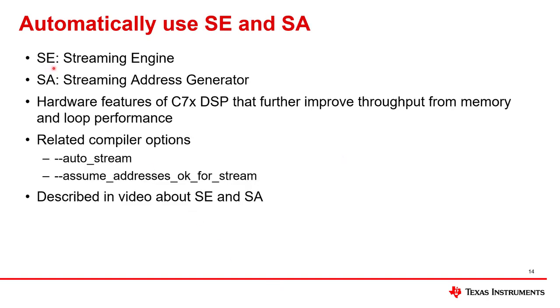The acronym SE stands for Streaming Engine, and SA stands for the Streaming Address Generator. These are hardware features of the C7000 DSP that further improve throughput from memory and loop performance. And there are some compiler options that are related to them and how the compiler will automatically use the SE and the SA. All of this is sufficiently complicated, and you need to have an understanding of the SE and SA and so on, that it makes more sense to describe these options in the video about the SE and the SA that we already have planned. So look for that in that video.